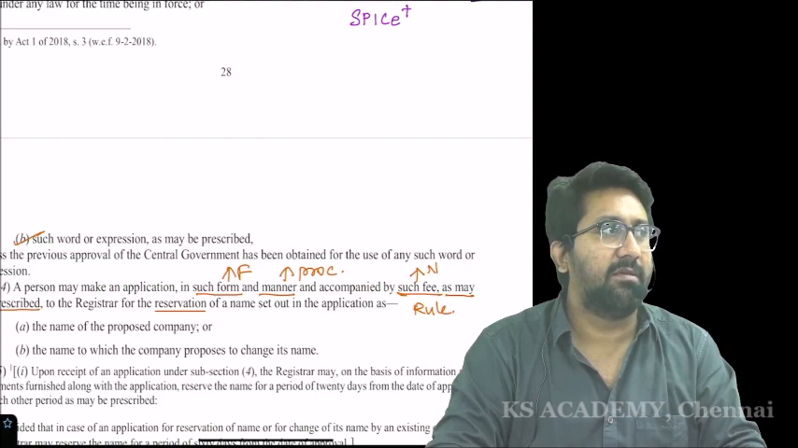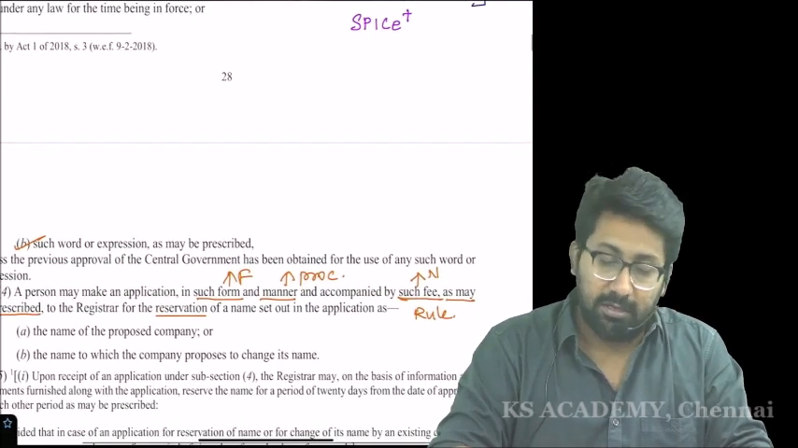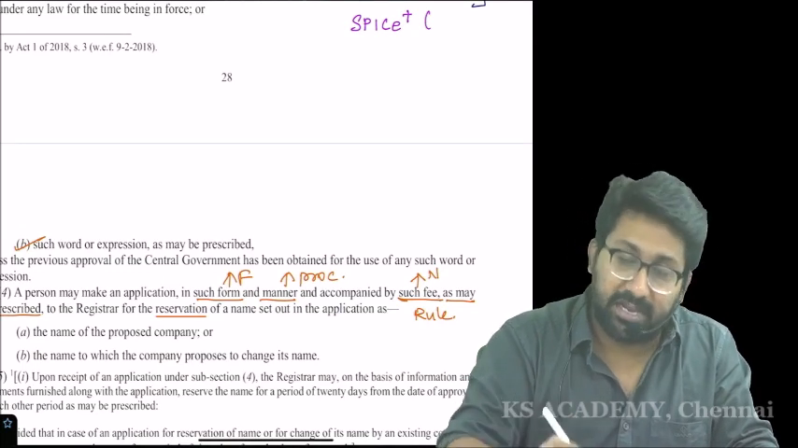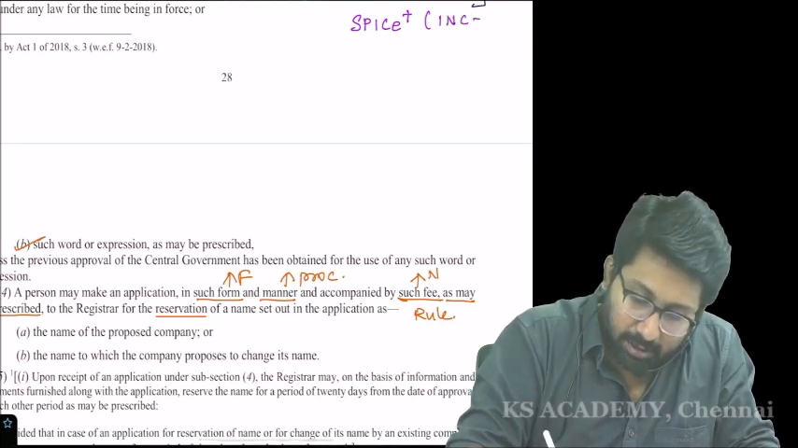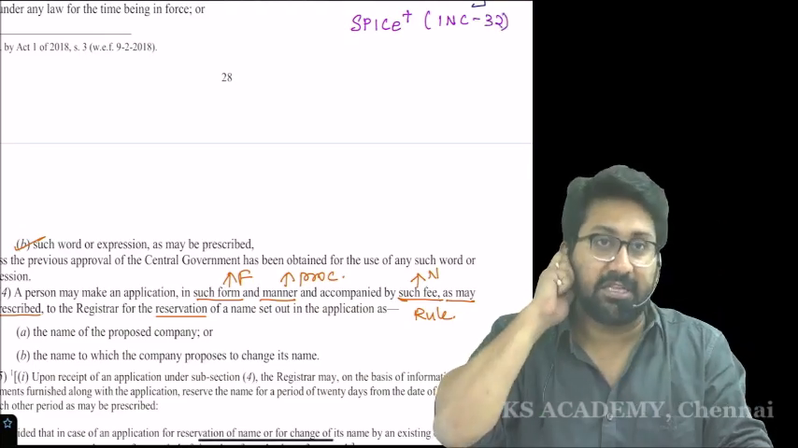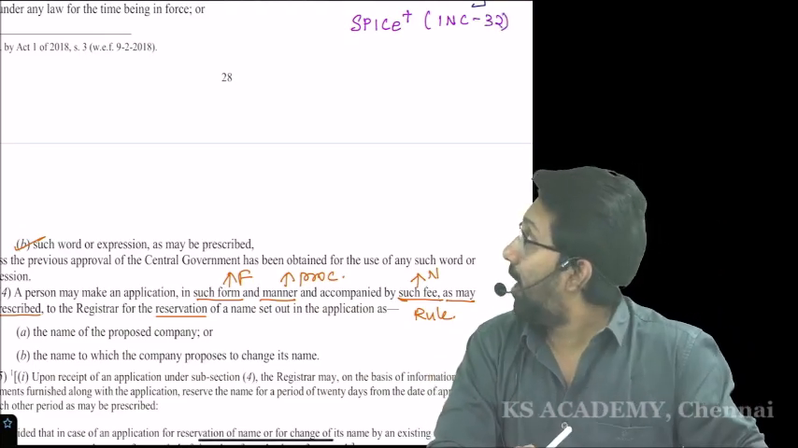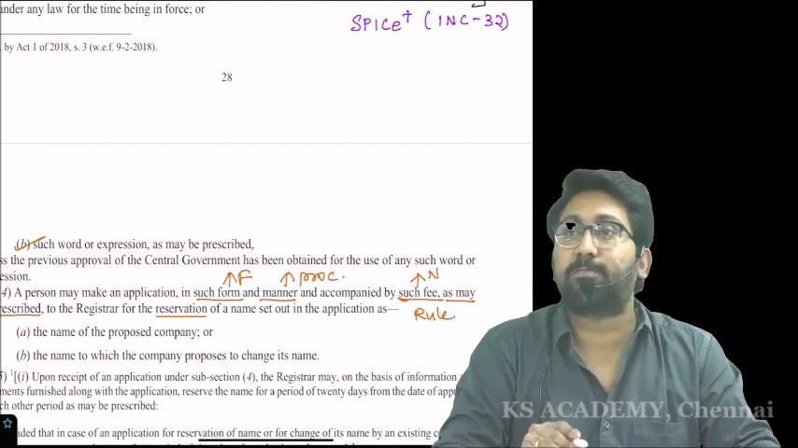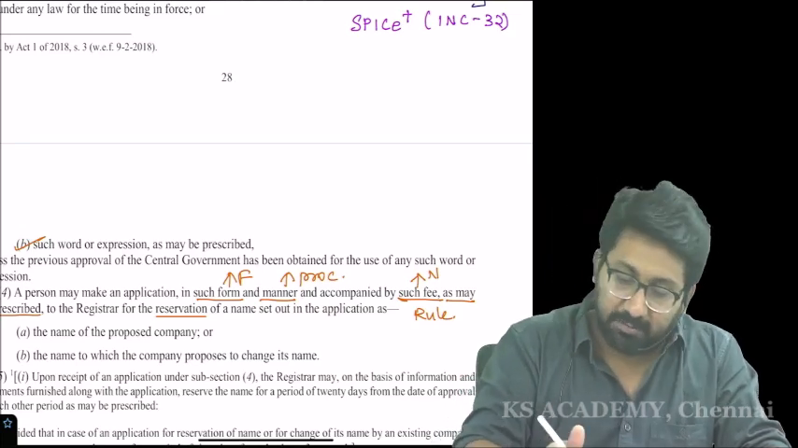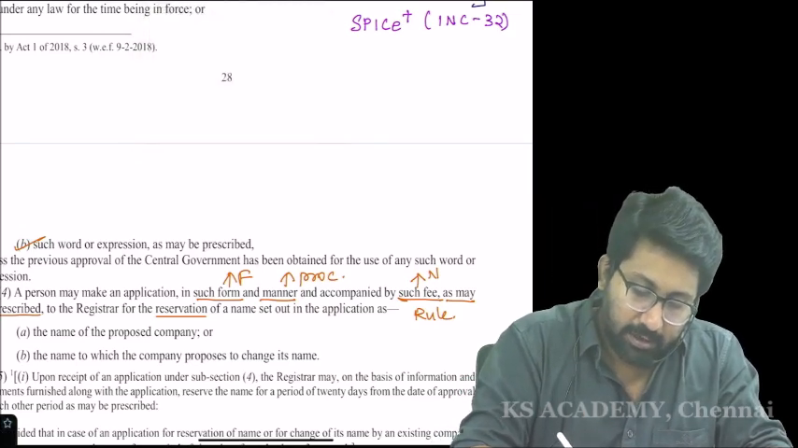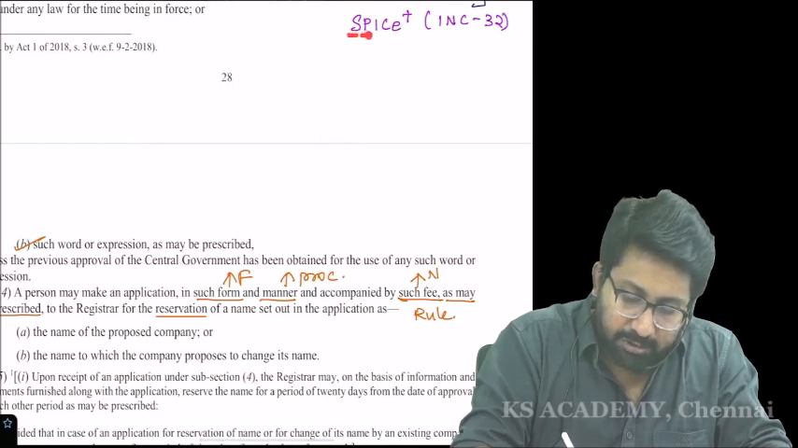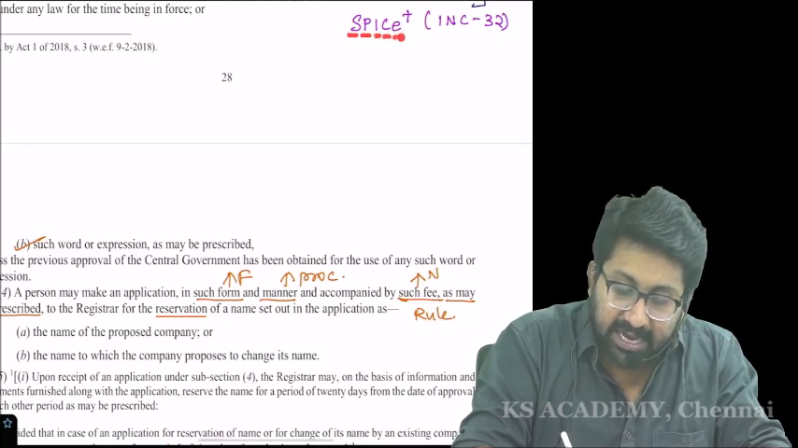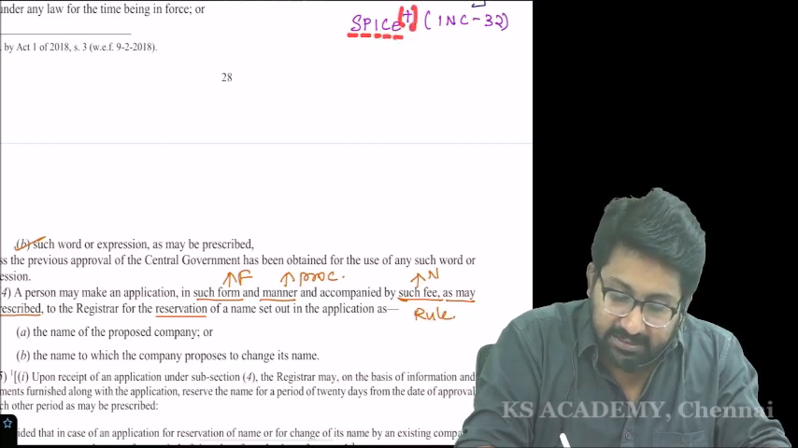Please listen carefully. What is the form? Spice Plus. This form name is Spice Plus. The form number is INC 32. The number of the form is INC 32. The content covered is called Spice Plus. Sir, I will explain what is the meaning. Simplified procedure or proforma for incorporating companies electronically plus.